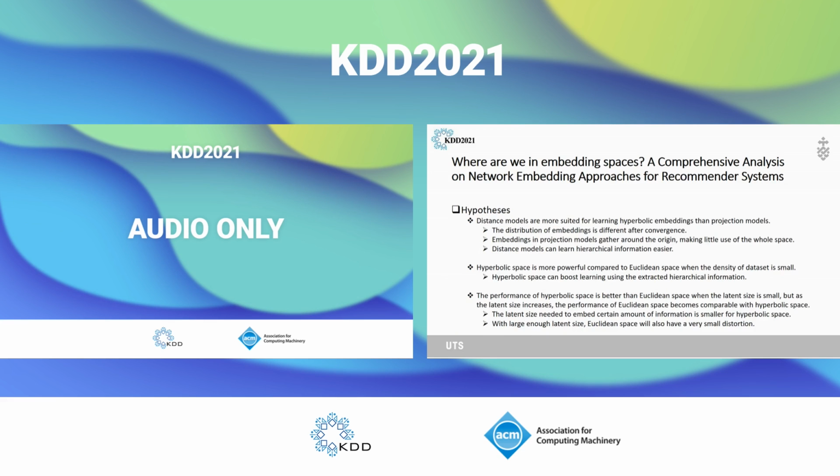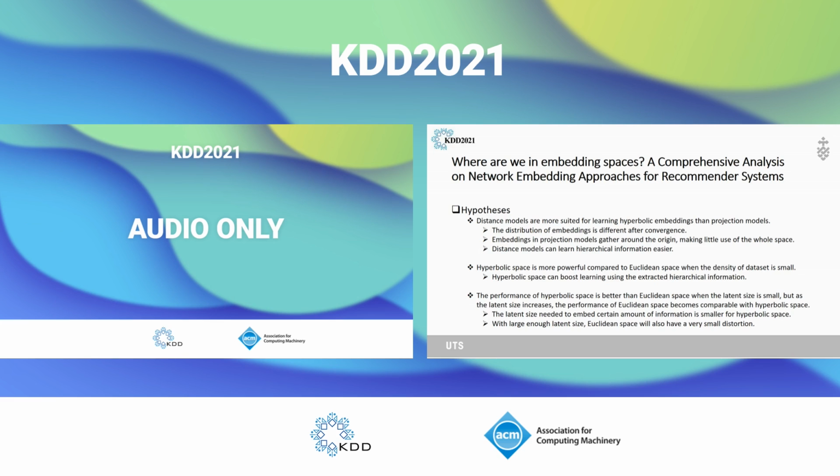Now, let me introduce the three hypotheses we proposed regarding the performance of hyperbolic space. Our empirical experiments are designed to evaluate their correctness. Here I only list the important rationales of the hypotheses. Please refer to our paper for a more detailed explanation. First, we argue that distance models are more suited for learning hyperbolic embeddings than projection models.